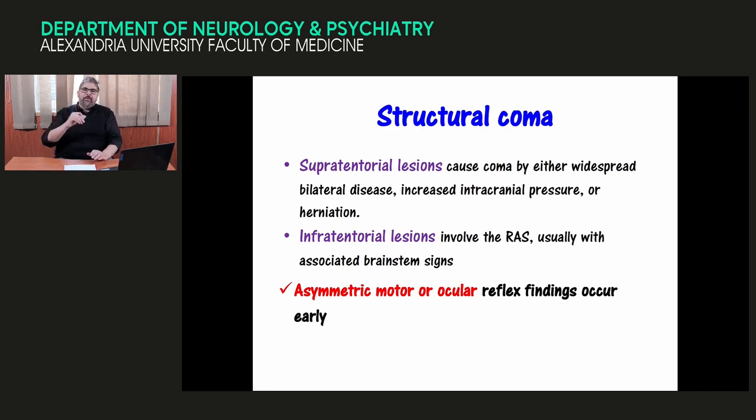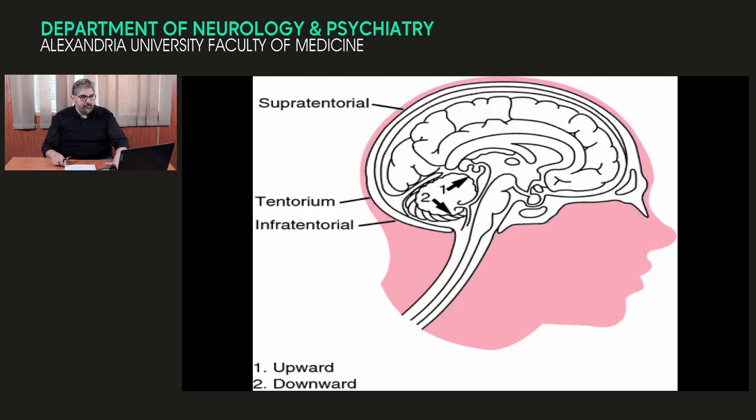If I'm dealing with supratentorial lesions, there are some specific localizing signs. The same for infratentorial, so both of them can cause coma by structurally damaging certain parts of the brain, causing either widespread bilateral disease, either increased intracranial pressure, as we said, or by herniation. These are the supratentorial sites, lesions that may cause coma, and the infratentorial if there is herniation through the tentorium causing compression on the vital reticular activating system structures in the brain.